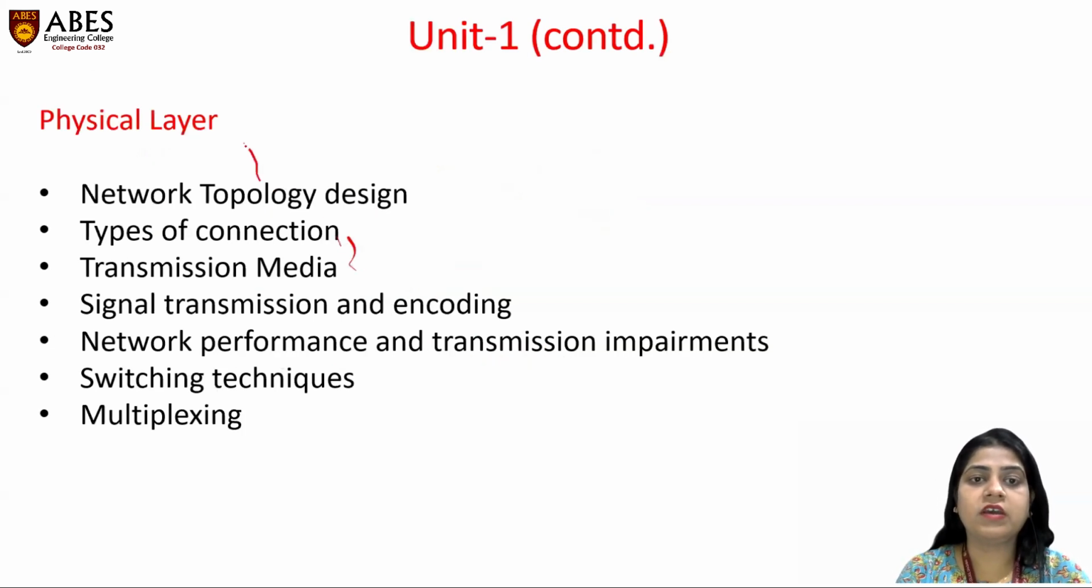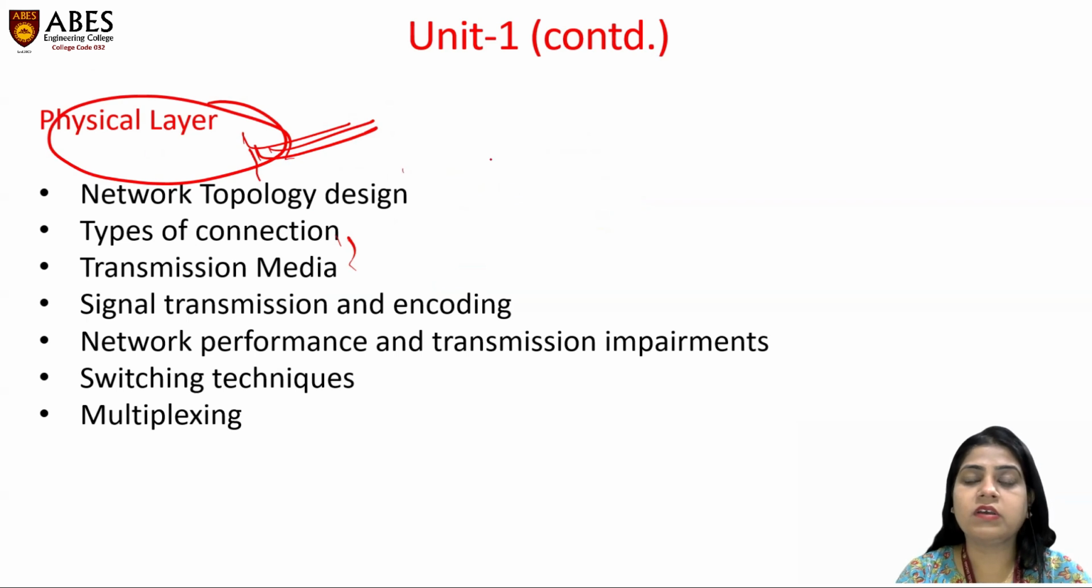Then comes the first layer of the OSI model or TCP/IP model, that is the physical layer. The first layer of the TCP/IP model is your physical layer, and every unit is based on that TCP/IP model only. Like Unit 2 is based on the data link layer, Unit 3 is based on the network layer, Unit 4 is your transport layer, and Unit 5 is your application layer. Similarly, Unit 1 is based on the physical layer.